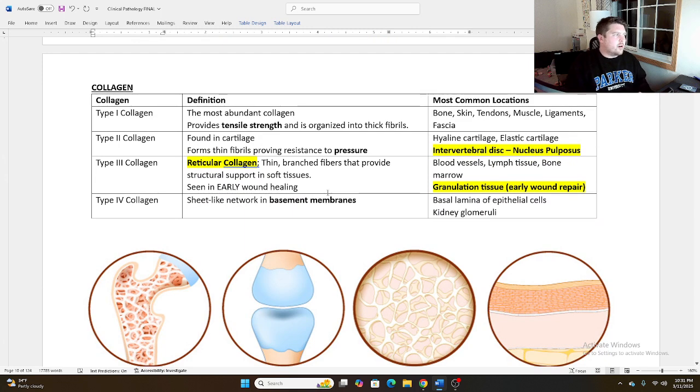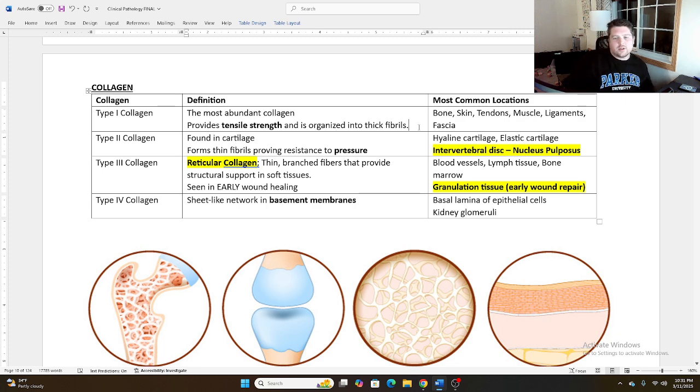A little bit more about collagen, mostly just understanding the types of collagen, what they're good for, and then the most common locations for them. Type 1 collagen, this is our most abundant collagen. It is everywhere. It is our tensile strength collagen: bone, skin, tendons, muscles, ligaments, fascia. Most of our collagen is type 1 collagen.